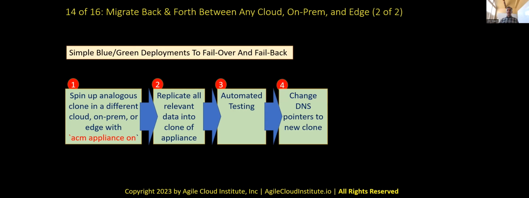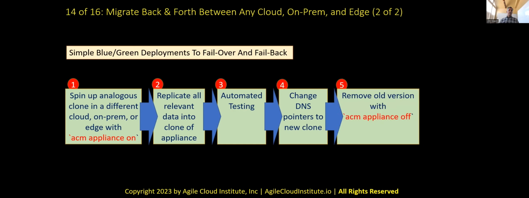After the tests have passed, you change your DNS pointers to the new clone, and traffic gets routed to the new clone like you do in a simple blue-green deployment, and you wait. And after some period of waiting and making sure that there are no problems, you validate that the new environment works, that everything's great in the new cloud provider or in the new on-prem or in the new edge. As soon as that's been validated, you remove the old version by just running the simple command ACM appliance off. And that's how simple it can be to migrate back and forth between different cloud providers or different on-prems or different edges using the Agile Cloud Manager.